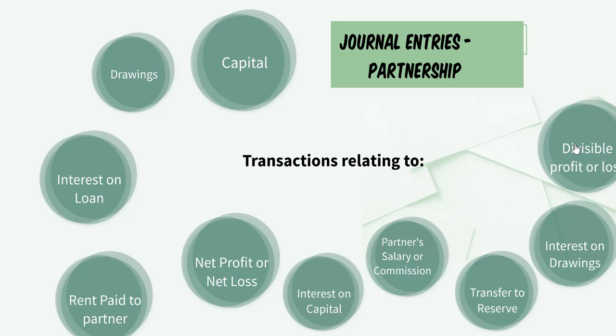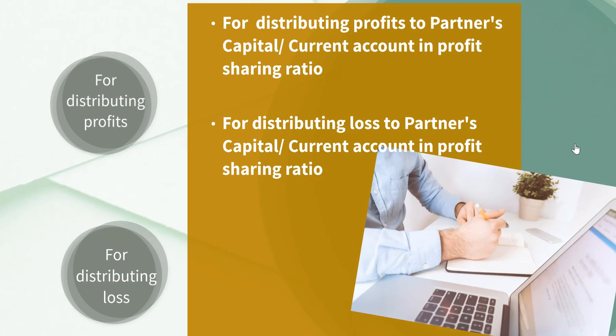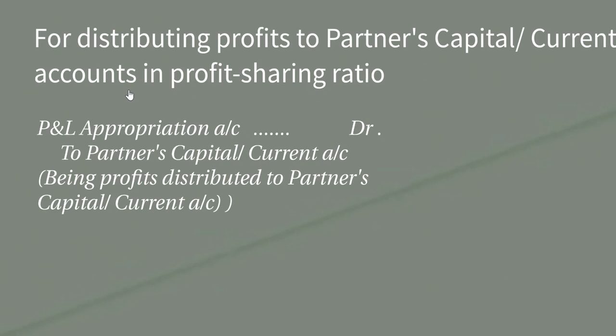And finally, the journal entry for transferring the profit or distributing the loss. Where there is a profit and it has to be transferred to the partner's capital or current account in the profit sharing ratio, the journal entry is: profit and loss appropriation account debit to partner's capital account or current account, depending on the fluctuating capital or the fixed capital method being followed.